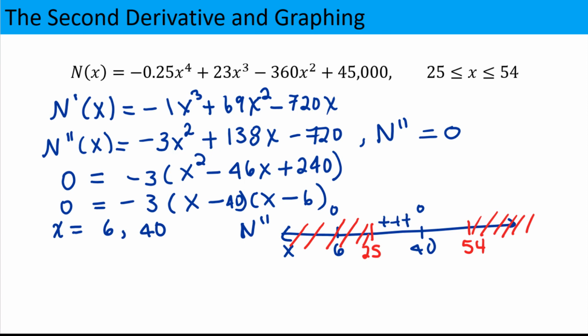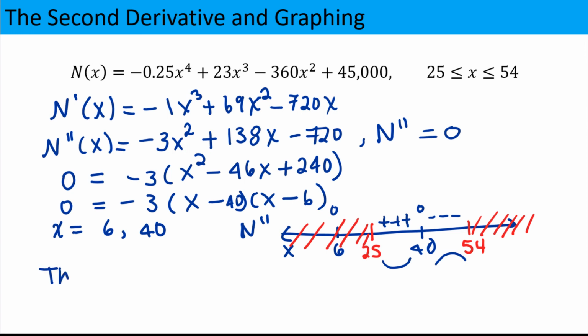Now let's pick a number to the right of 40. 50 is an easy number to pick. So we'll have negative 3 times 50 minus 40 is positive. 50 minus 6 is positive. So 1 negative and 2 positives. The product is negative. So we have concave up from 25 to 40 on our domain and concave down from 40 to 54.